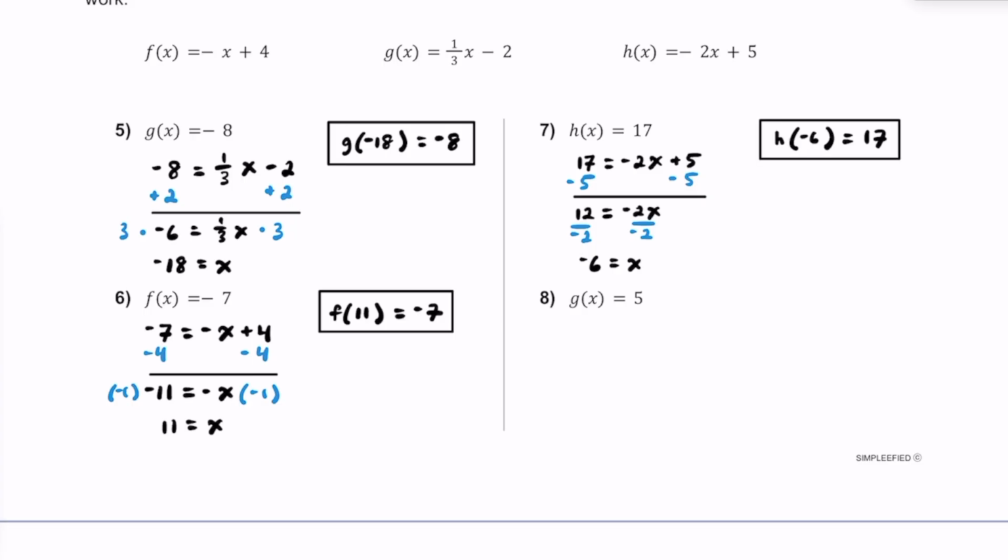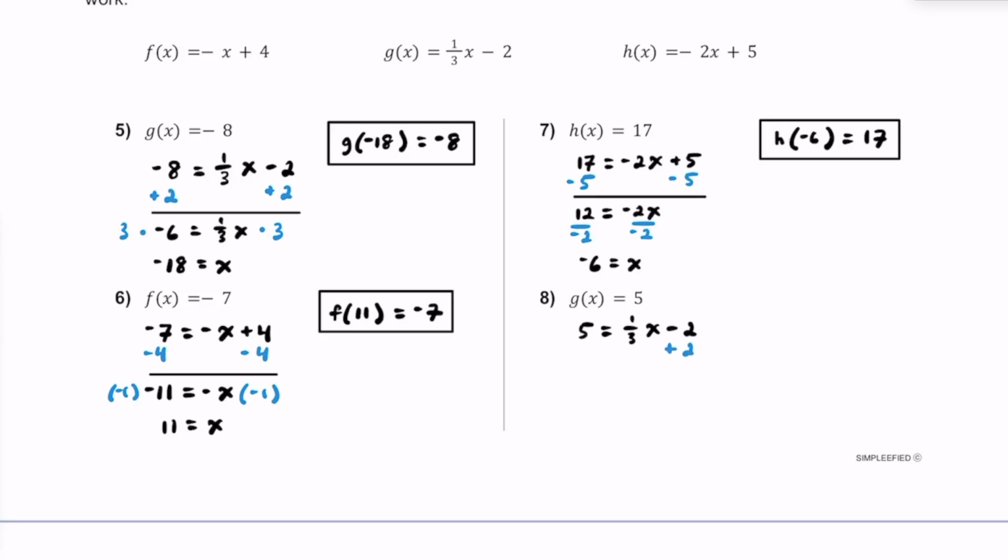All right, then for number 8, we have g of x is equal to 5. So here's g of x, and here is that function over here. So now we're going to say that g of x is equal to 5. So plugging in 5 in for g of x, we're going to say 5 is equal to 1/3 of x minus 2. So this is kind of similar to number 5, using the same function, just a different output here of 5. We're going to go ahead and find the input.